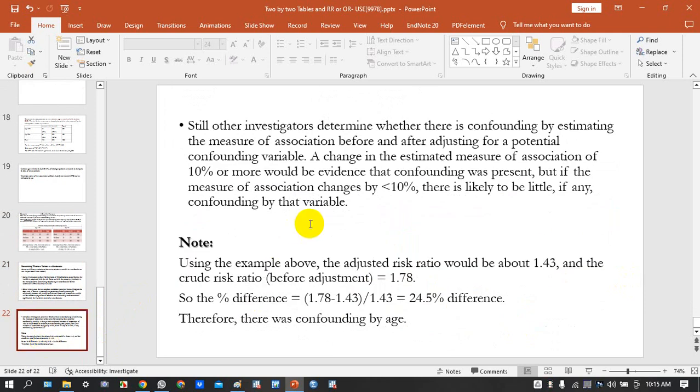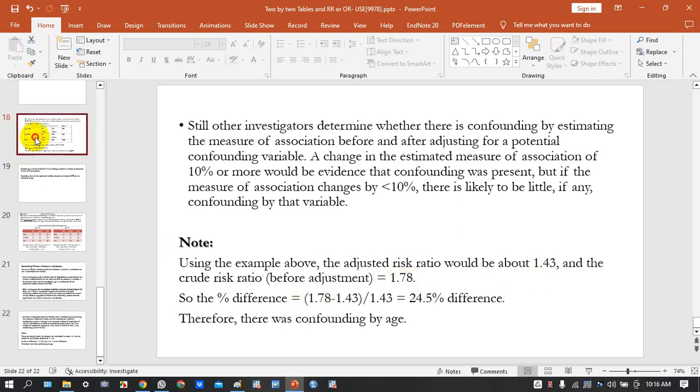So our last slide. Still, other investigators determine whether there is confounding by estimating the measure of association before and after adjusting for a potential confounder. A change in the estimated measure of association of 10% or more would be evidence that confounding was present. But if the measure of association changes by less than 10%, there is likely to be little, if any, confounding by that variable. So using the example above, the adjusted risk ratio will be about 1.43 and the crude risk ratio before adjustment is 1.78.